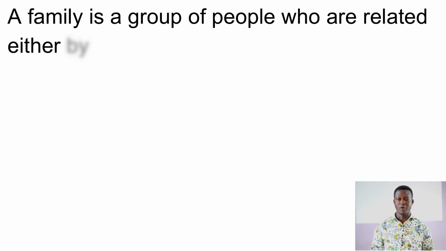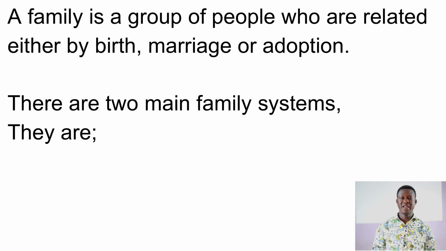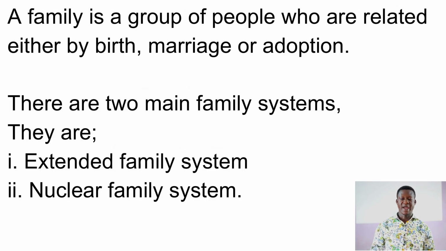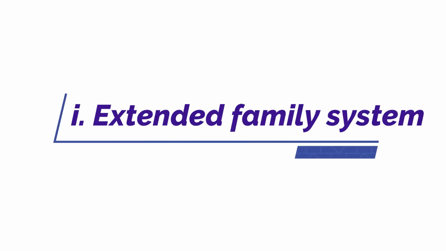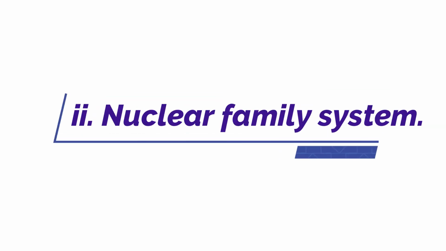What is a family? A family is a group of people who are related by birth, marriage, or adoption. There are 2 main family systems. They are the extended family system and the nuclear family system. We are going to look at them one after the other. We begin first with the nuclear family system.